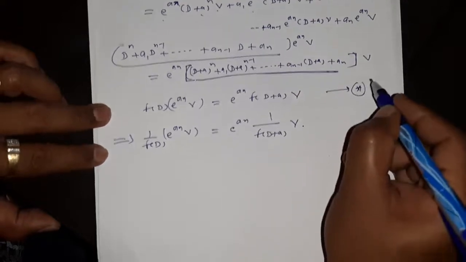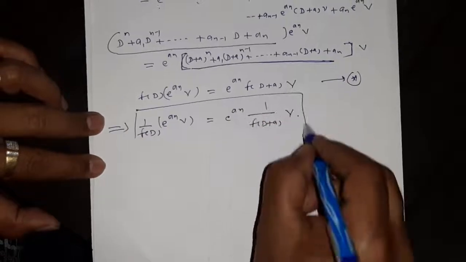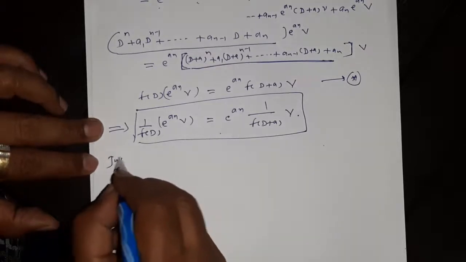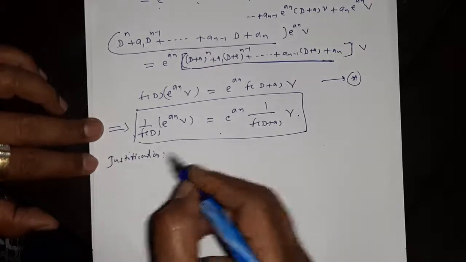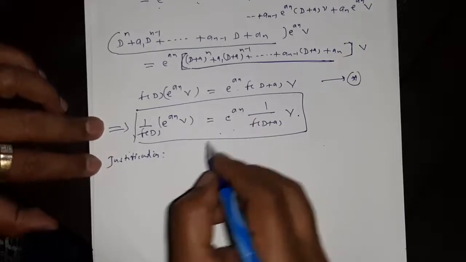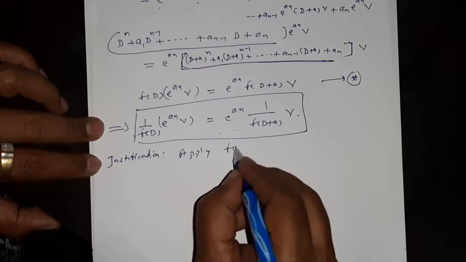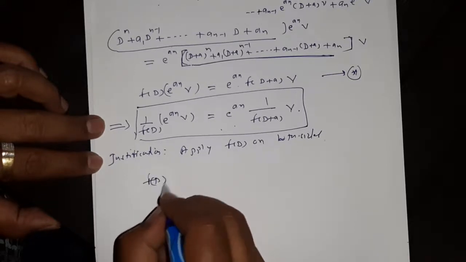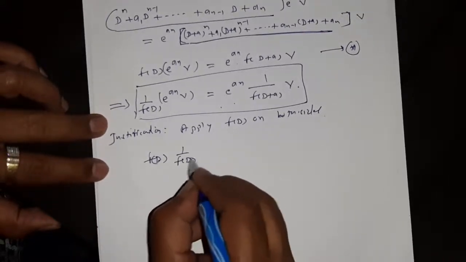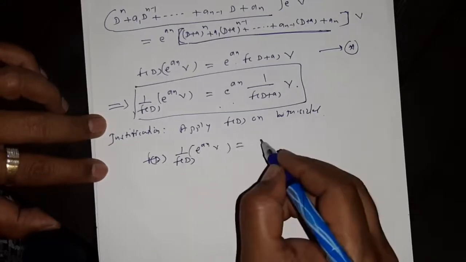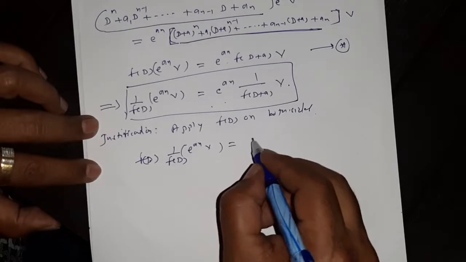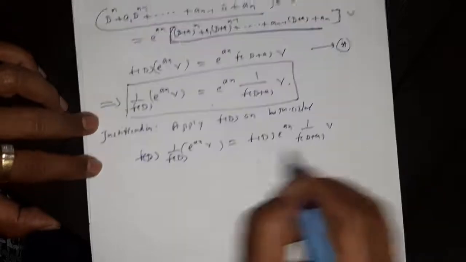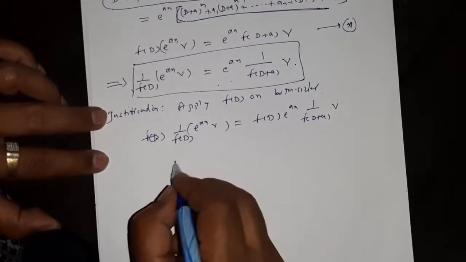So this is star. From this step we have this step, and this is the final answer, but we have to write the justification for this step. That is, from star we have this. So apply f of D on both sides of the above step. What do we have? f of D 1 by f of D e raised to ax v is equal to f of D e raised to x 1 by f of d plus a v. So f of D and f of D cancel each other.